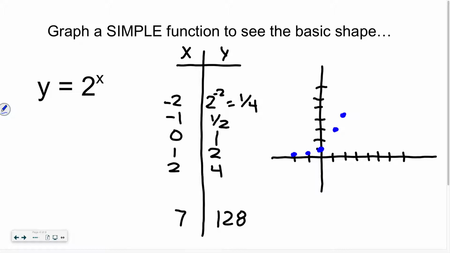So do I have a pretty clear understanding of what's happening to the right of my graph? Yeah, it's going way up, right? So I'm just going to start at this -2 1/4, and I'm just going to be like, here we go. That's exponential.